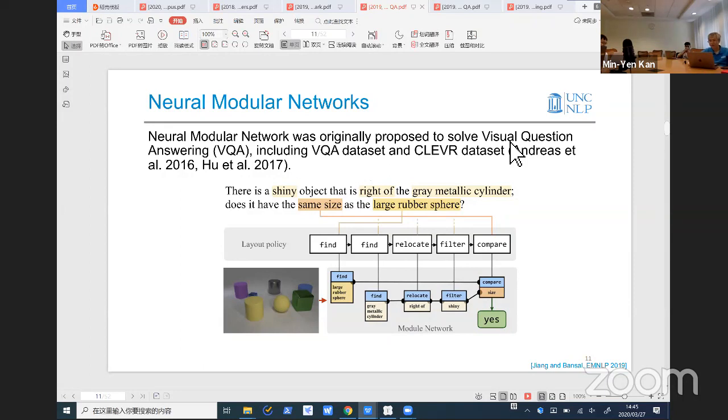This idea was initially proposed by someone at UC Berkeley, originally designed to address the VQA problem. In this example, the question is quite complex, but it can be decomposed into several basic components. For example, first find this, then relocate, then filter, and then compare. They first parse this question into this kind of expandable reasoning chain. Each part is a module which corresponds to a simple neural network, and then they concatenate these neural networks together.